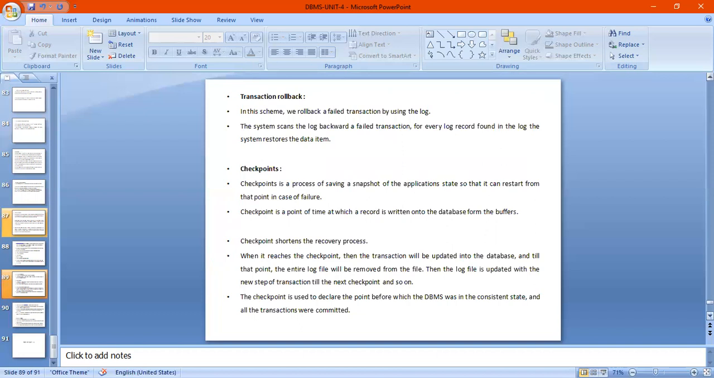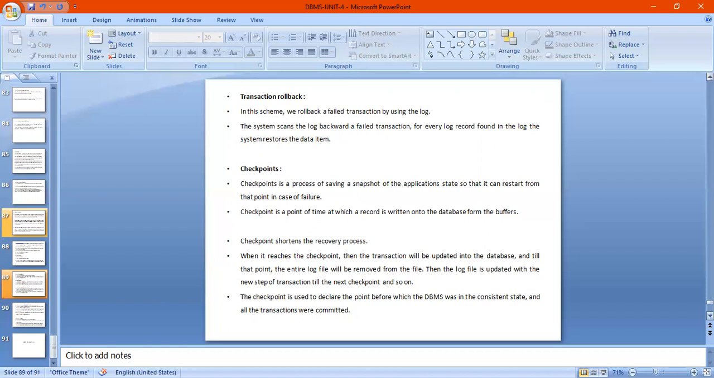Checkpoint is a process of saving a snapshot of the application state so that it can restart from that point in case of failure. A checkpoint is a point of time at which the records are written onto the database from the buffers. Checkpoint shortens the recovery process. When it reaches the checkpoint, the transaction will be updated into the database. Until that point, the entire log file will be removed from the file. Then the log file is updated with the new steps of transactions till the next checkpoint, and so on.